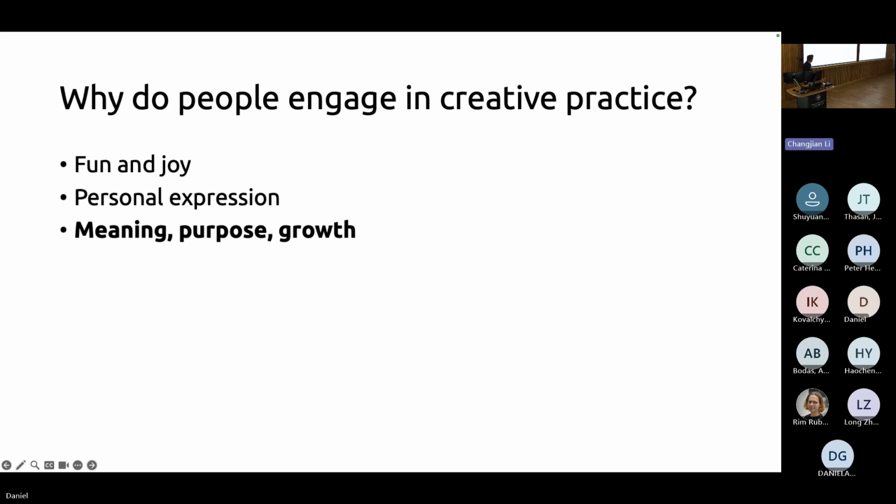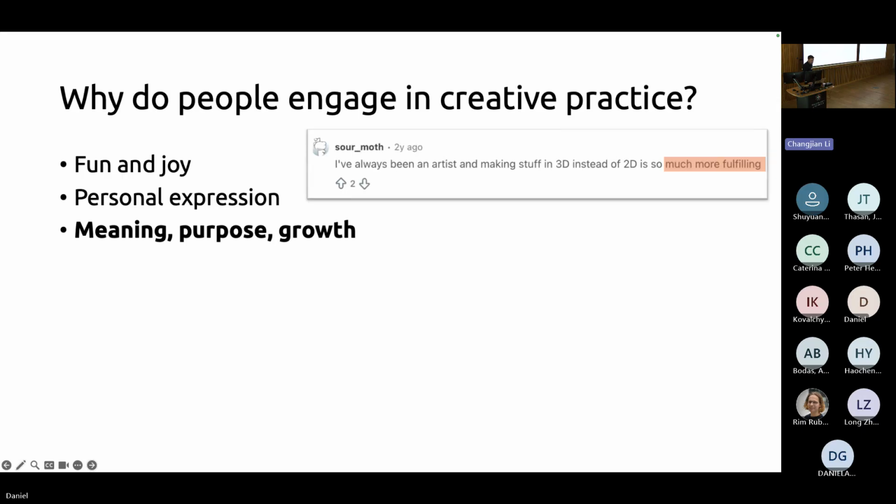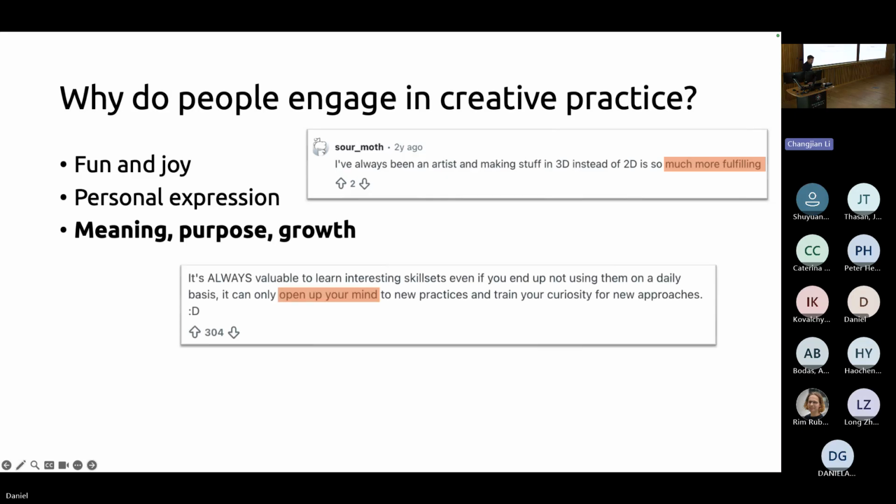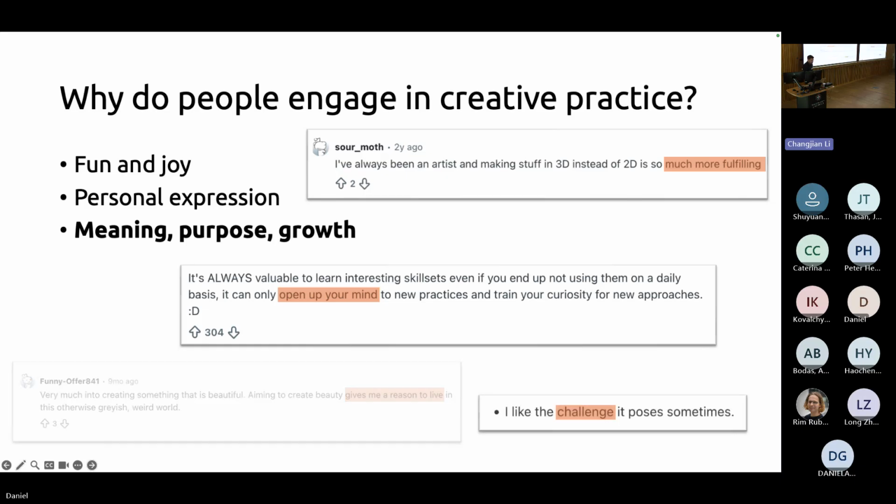Now we're getting into more abstract stuff, but people find some sense of meaning or purpose or growth or self-actualization in these processes. People talk about how fulfilling it can be to make things in 3D, or how it can really open up your mind to new possibilities or train your curiosity. People talk about how much they like how it challenges them, or how it, in a very dramatic case, gives them a reason to live, even.